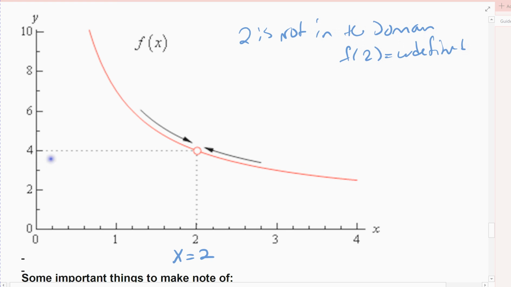However, from the left of 2 and the right of 2, right? So this would be to the left of 2, this would be to the right of 2. It's approaching this open circle at 4. And so it approached that y value 4 from the left and the right. And so the limit exists and is equal to 4. That's what that limit is telling me. There's an open point there. I'm approaching that open point. It doesn't exist, but my limit does. I can get arbitrarily close to 4 from the left and the right.